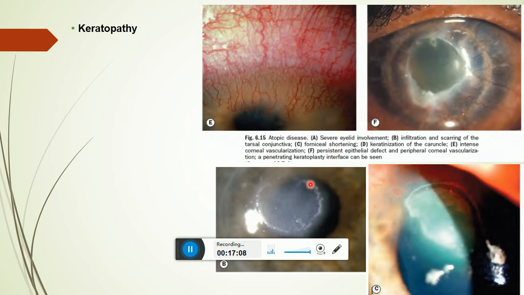And here you can see the plaque formation. Also there is predisposition to secondary bacterial and fungal infection and aggressive herpes simplex keratitis. Keratoconus is also common, and as with VKC may be secondary to chronic ocular rubbing.